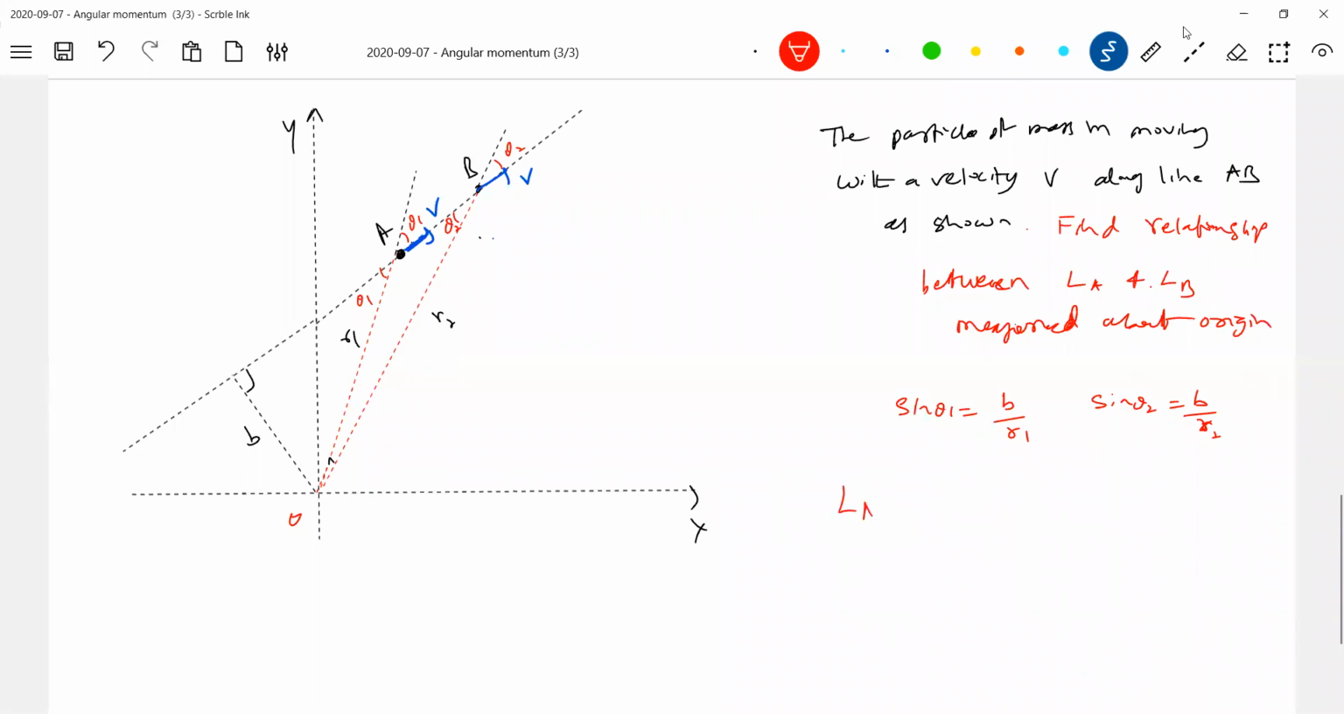So how do you define it now? L_AOZ should be like this: angular momentum of particle at A about axis passing through O and perpendicular to plane. This should be equal to how much? M R1 bar cross V1 bar. So M R1 V1 sine theta 1. What is R1 sine theta 1? It is B.